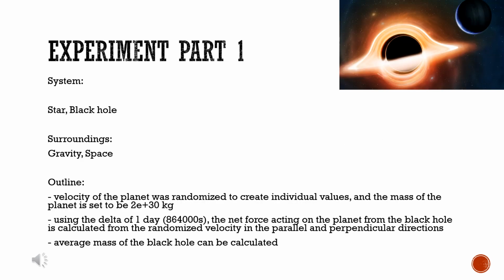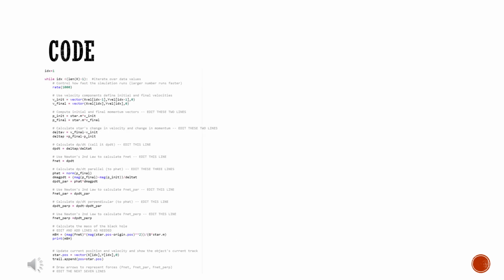So for the first part of the experiment, the system will include the star and the black hole, and the surroundings will include the gravity and space. The velocity of the planet was randomized to create individual values, and the mass of the planet is set to be 2 times 10 to the power 30 kilograms. So using the delta t of 1 day, the net force acting on the planet from the black hole will be calculated from the randomized velocity in the parallel and perpendicular directions. From this, the average mass of the black hole can be calculated.